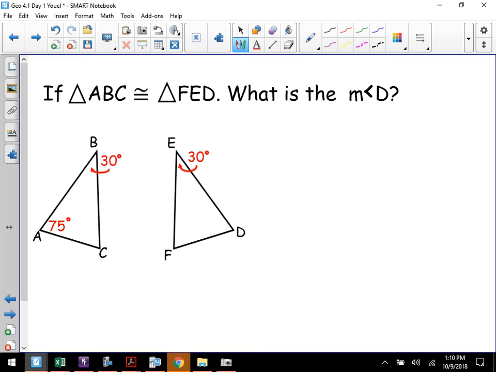Which then allows me to look at this. If I look at this congruency statement, it says that triangle ABC is congruent to triangle FED. You okay with that? All right. Now, before I get too far, how many degrees are in a triangle?